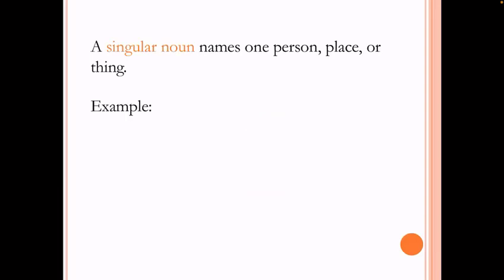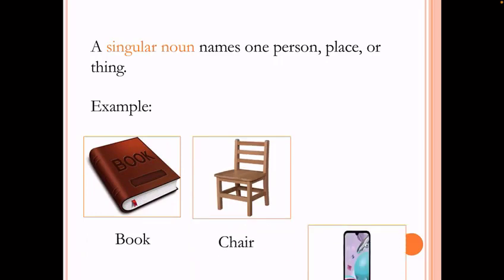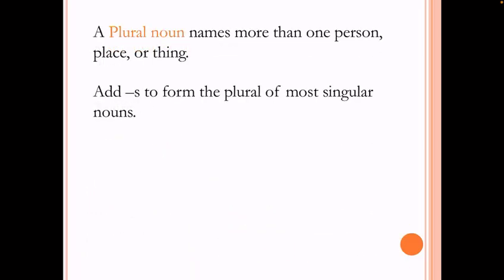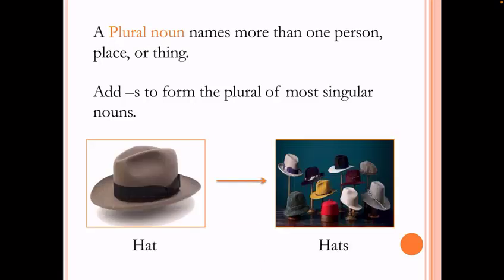A singular noun names one person, place, or thing. For example, book, chair, phone. And a plural noun names more than one person, place, or thing. Add s to form the plural of most singular nouns. Like hat, we will add s, it will be hats.